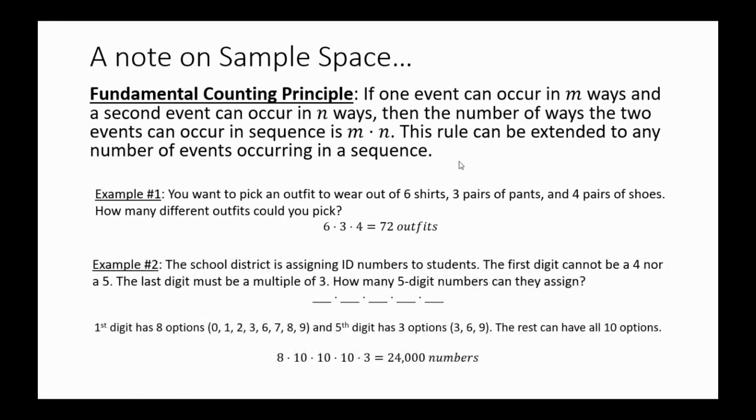Now, let's use another example. Let's say we're assigning ID numbers to students, and we have a couple of things we have to do. First, the first digit cannot be a 4 or a 5. Maybe that's reserved for staff or something, I don't know. And then the last digit must be a multiple of 3. How many 5-digit numbers can the school district assign?